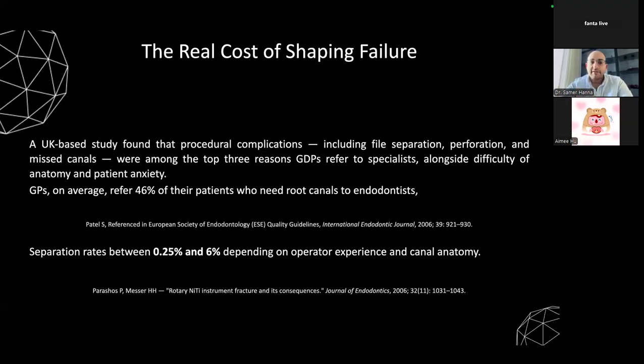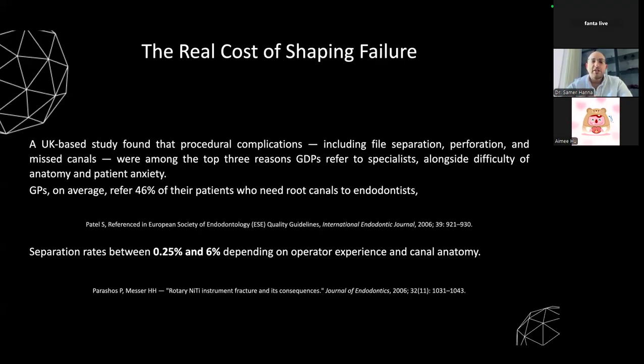Also, GPs on average refer 46% of the patients who need root canal treatment to an endodontist. This is in the UK. And actually, it's a good number, because if we look at the complexity of the root canal system, I think we all agree that more than 50, 60, 70% of the cases have some kind of complexity, whether curved roots, number of canals, accessibility, or patient management, different aspects of complexity. So it's good that GPs can have their back covered and send to specialists.